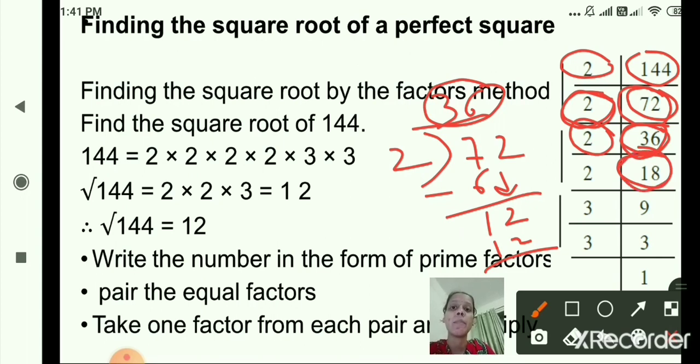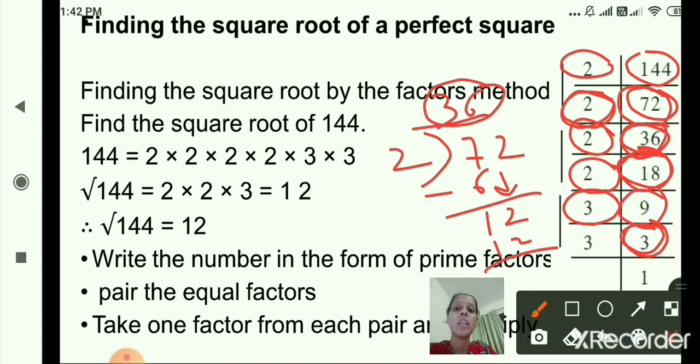Now again 18. 18 divided by 2, that is 2 9s are 18, correct? So 9 here. Now we will not write down 2. Why? Because 9 is not divisible by 2. 9 is divisible by which number? Yes, correct. It is divisible by 3. So I have written here 3. Now 3 3s are 9, correct? 9 divided by 3, that is 3.